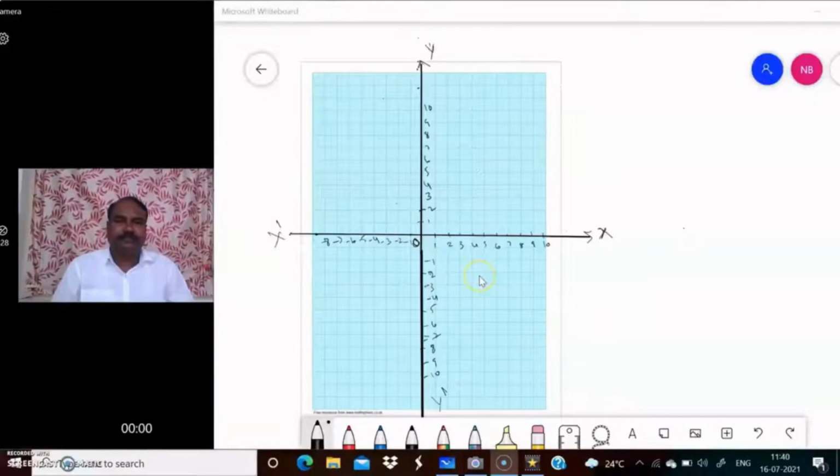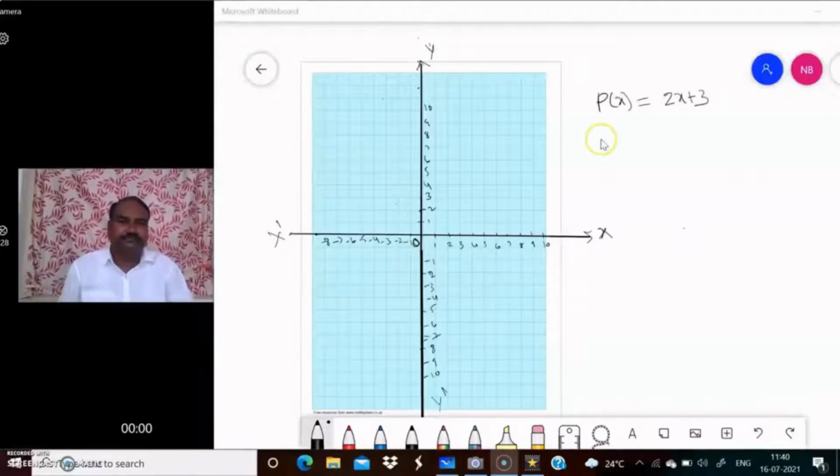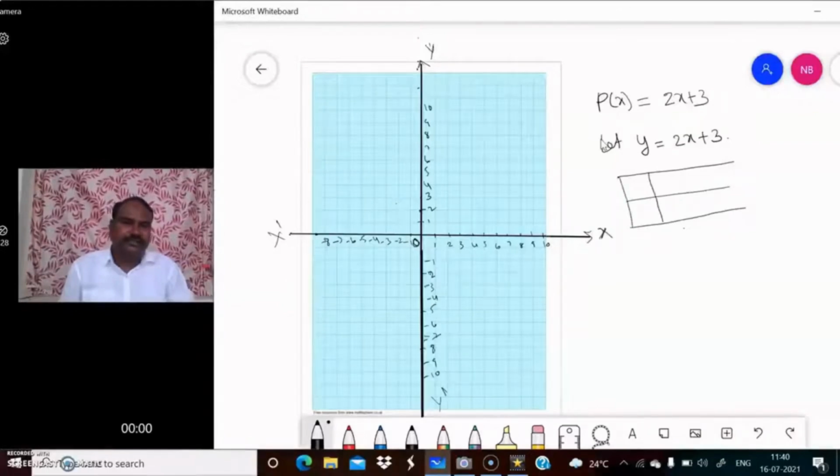Now let us see how to represent a polynomial. See, polynomial is denoted by p of x is equal to, let us suppose, some 2x plus 3. That is, p of x is nothing but y, then it is y is equal to 2x plus 3. So we have to draw a straight line of this y is equal to 2x plus 3. So we have to get some x and y coordinates according to this given value of 2x plus 3. At least 2 points are required. With more than 2 points we can draw a straight line very easily.